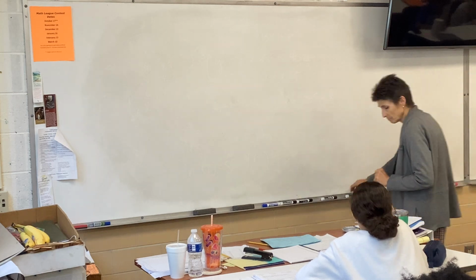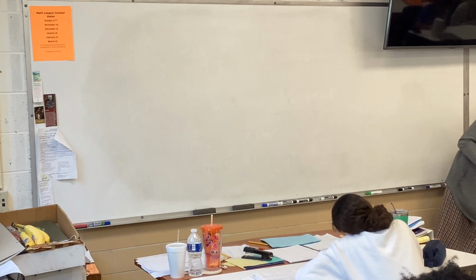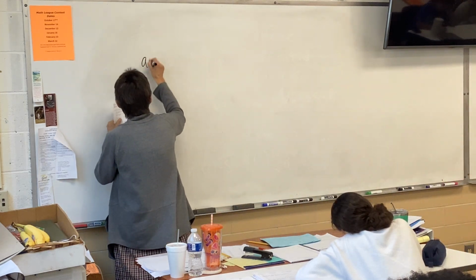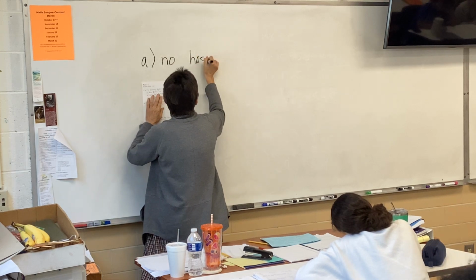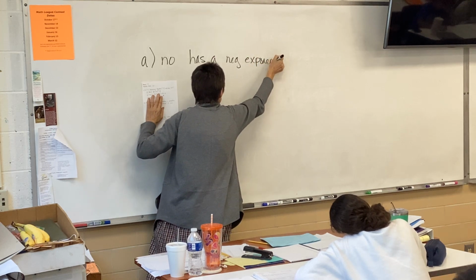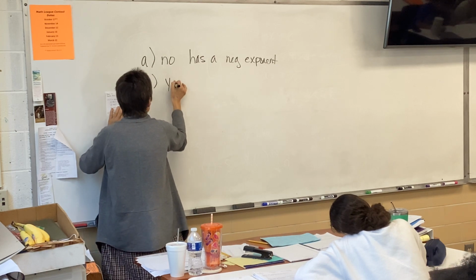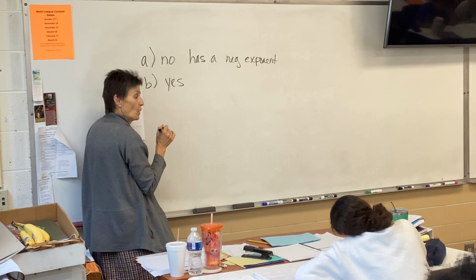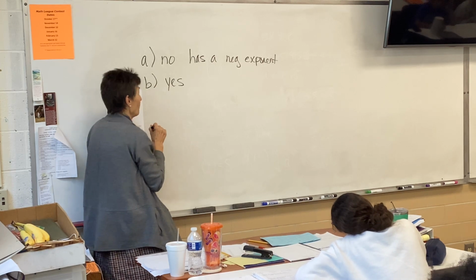Which ones are polynomials? Okay, what about A? No. And why are you going to say no? It has a negative exponent. Yep, has a negative exponent. Perfect. How about B? Yes. Yep, nothing wrong with B. Are we worried about the fact there's fractions in it? No. Unless the fractions are in the exponent, then it's a problem.